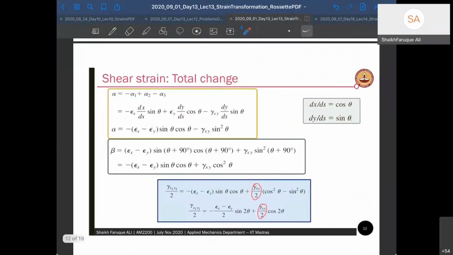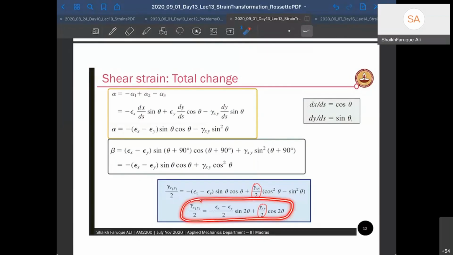And that you find by putting theta plus 90. Remember, we did it for stresses. So that you find putting theta plus 90. So you get this. All right. Now your shear strain gamma xy is given by alpha plus beta. So when you do alpha plus beta, you get something like this. Okay. All right. So this can be sine 2 theta by 2, and this can be cos 2 theta by 2. So that is your change in shear strain.